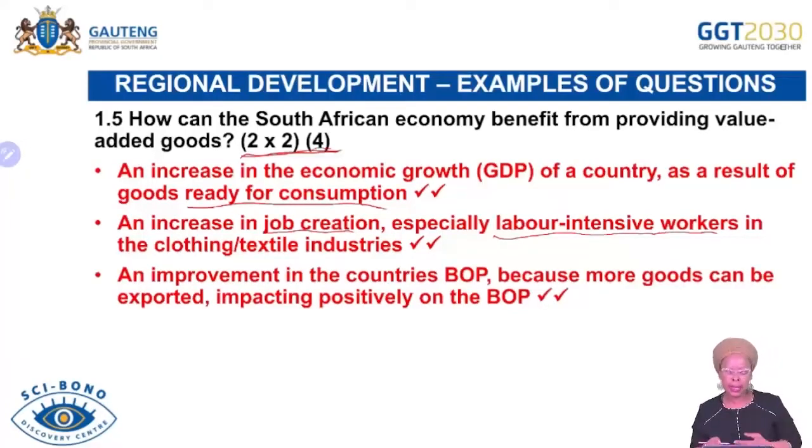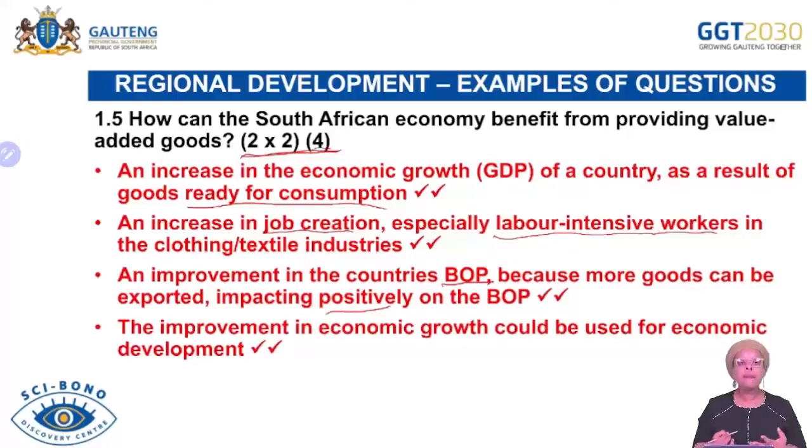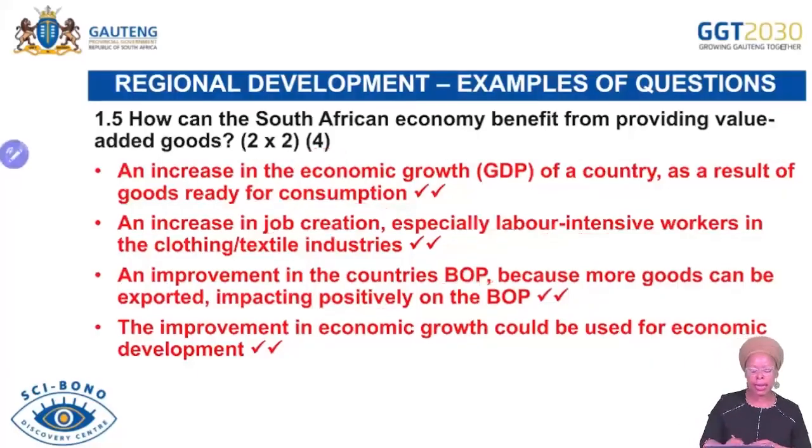If economic growth increases, and we are also producing more and exporting more, this can lead to an improvement in the country's balance of payment, because more goods will be exported than are imported, and the BOP will be positive. But you only need 2 sentences. Okay, the improvement in economic growth could be used for economic development. What does this mean? This simply means that the improvement in economic growth will lead to the improvement in the standard of living of the people, because they will be able to get jobs, they will receive an income, they will be able to satisfy their needs and wants.